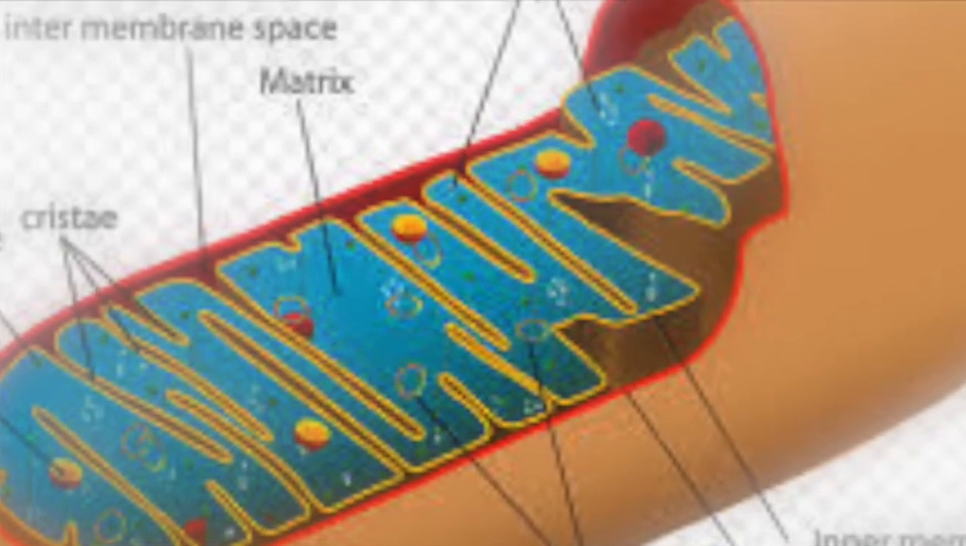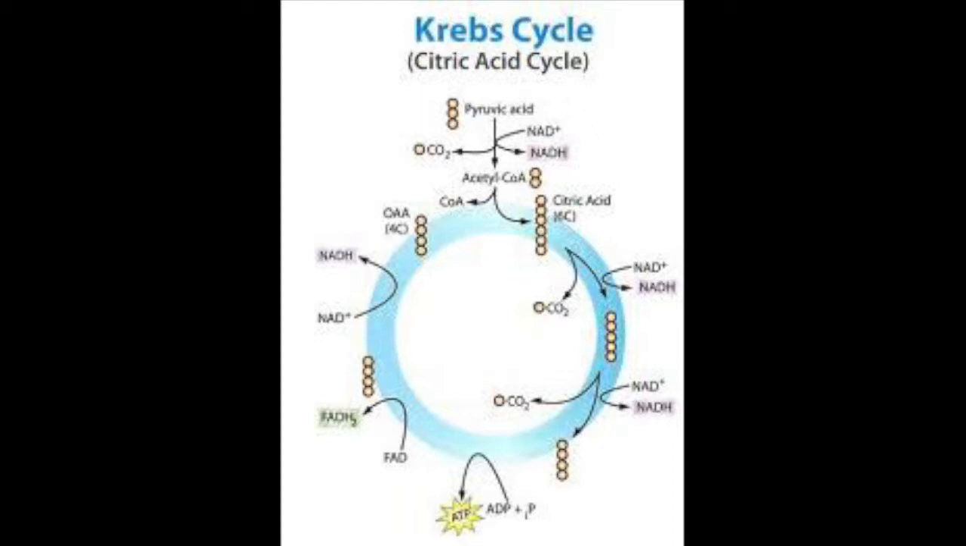Krebs cycle occurs in the matrix of the mitochondria. It produces 1 ATP and 4 NADH, which are high-energy electrons that will go to the ETC. It also makes 1 FADH2, high energy that will also go to the ETC.